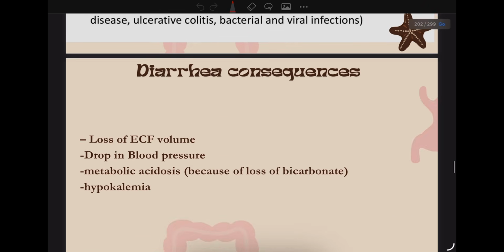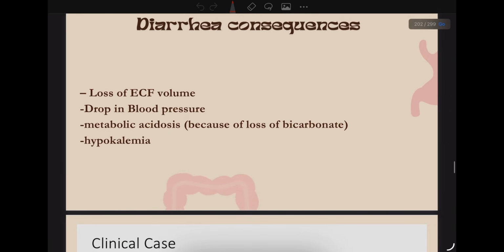What can you do? Now, what's the consequence of diarrhea? Why is it important to learn about it? We are losing ECF volume. We have a drop in blood pressure, very self-explanatory. Metabolic acidosis, because you are losing bicarbonate. If you remember, feces are full of bicarbonate. Hypokalemia, because feces are full of potassium also.